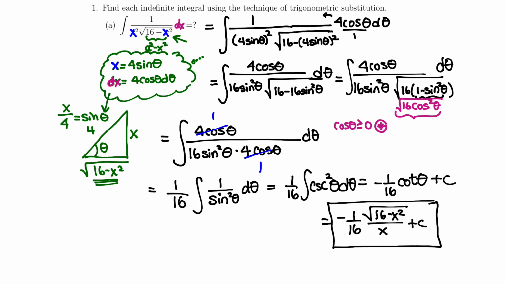Okay, I thank you. Negative 1 over 16 times the square root of 16 minus x squared over x plus c. Beautiful.